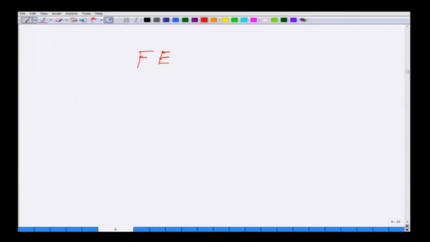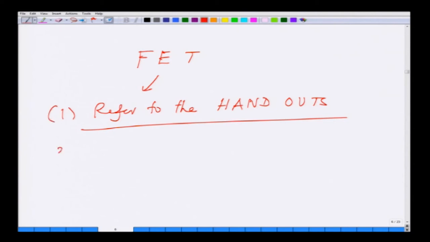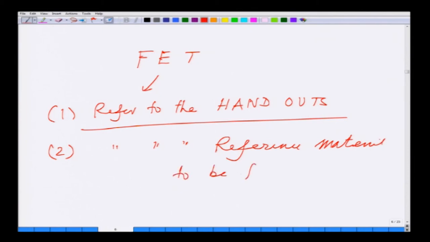So, for the FET, refer to the handouts, and at the end I'll be discussing certain things about it. It's a very upcoming technology. Refer to the handout, and refer to the reference material to be provided. Okay. So, this is about the FETs.